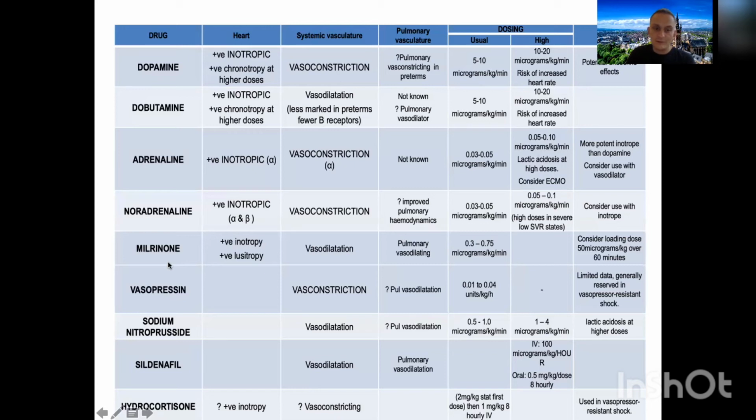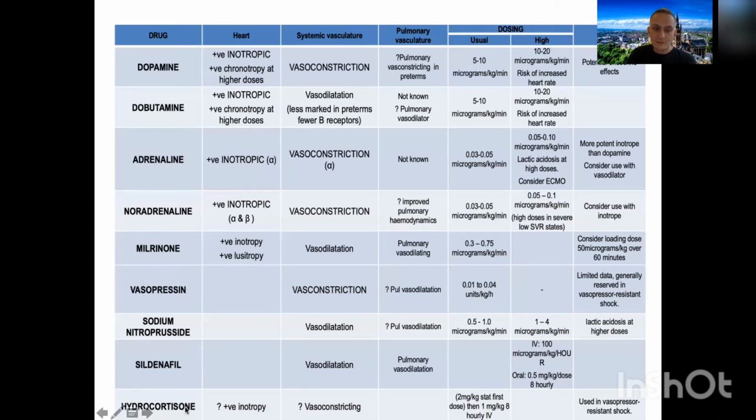Milrinone is a drug that we use increasingly, positive inotrope and a positive lusitrope with some vasodilatation. It's a gentle drug. It doesn't have a very strong action, but there are some situations where it can be very useful, including in pulmonary hypertension. Vasopressin is a vasoconstricting drug, like noradrenaline, and it can be useful in situations where there's low systemic vascular resistance.